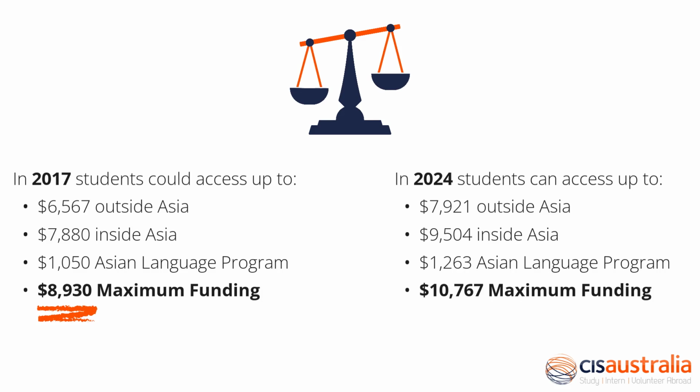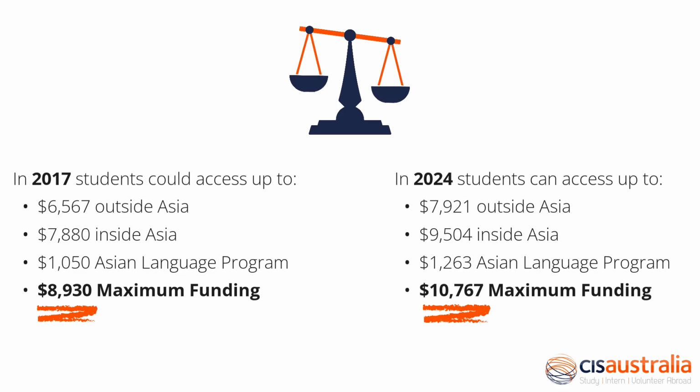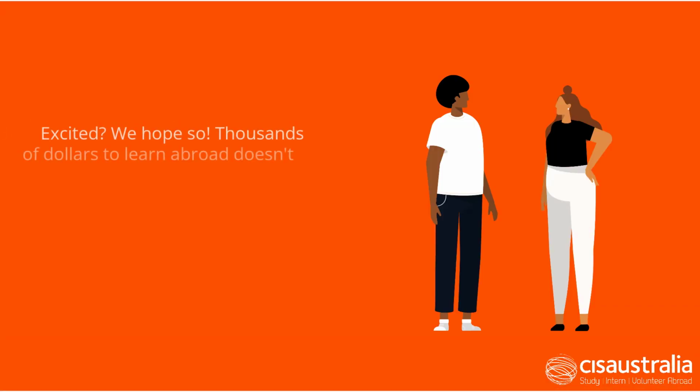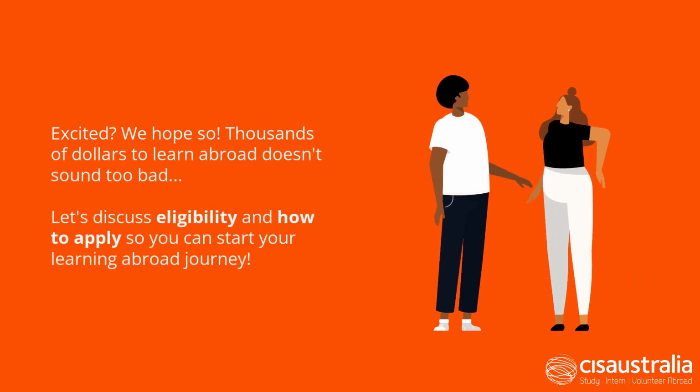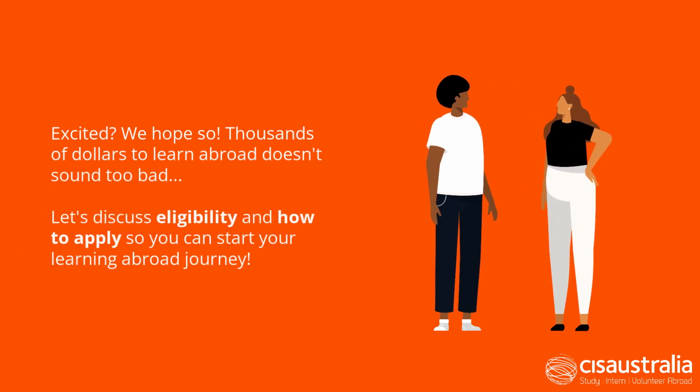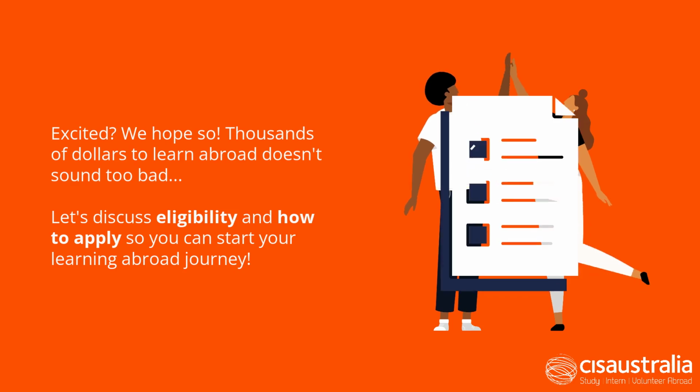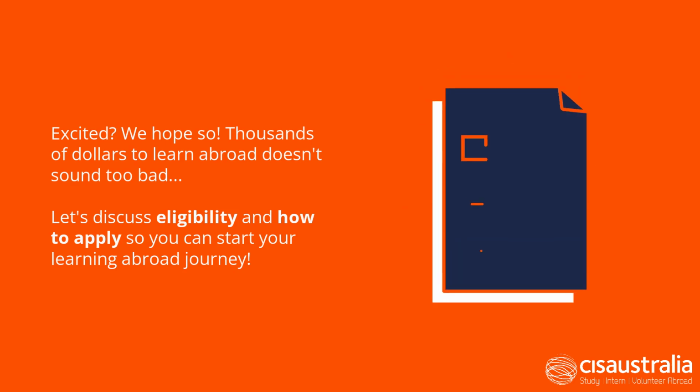For example, students could access a maximum of $8,930 in 2017, and in 2024 students are able to access a maximum of $10,767. Excited? We hope so. Thousands of dollars to learn abroad doesn't sound too bad. So let's discuss eligibility and how to apply.